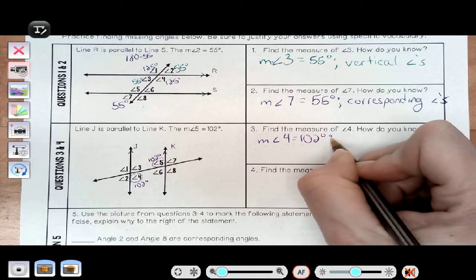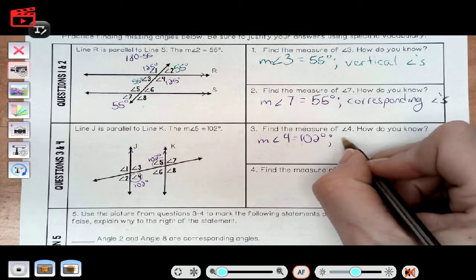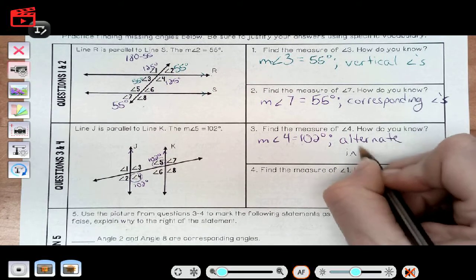And the reason? Well, again, both on the inside, opposite sides of the transversal. These are alternate interior angles because they're on the inside.